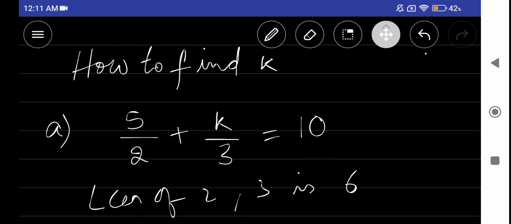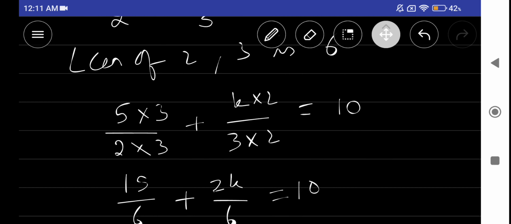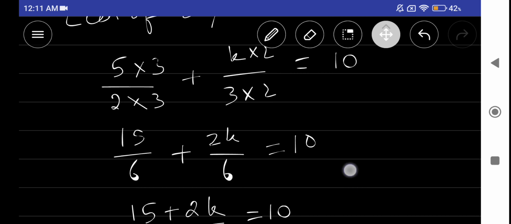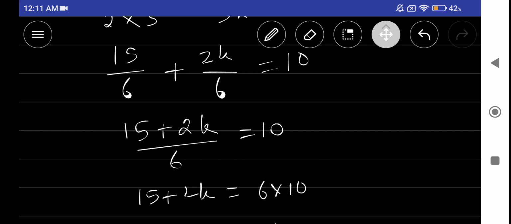Once again, if you observe each and every step: 5 by 2 plus k by 3 is equal to 10. So we wrote the LCM of the denominators is 6. So 5 into 3 by 2 into 3 plus k into 2 by 3 into 2 is equal to 10. 15 by 6 plus 2k by 6 is equal to 10. Then we can combine the numerators. 15 plus 2k by 6 is equal to 10.